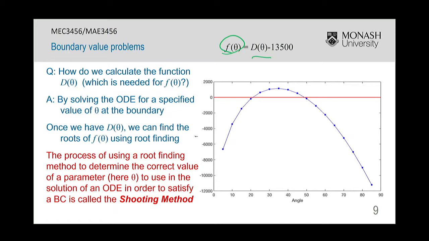So this process of using a root finding method to determine the correct value of a parameter to use in the solution of an ODE in order to satisfy a boundary condition is called the shooting method. Bit of a long, complex sentence, so it's probably worth your while spending a bit of time to make sure you understand it.